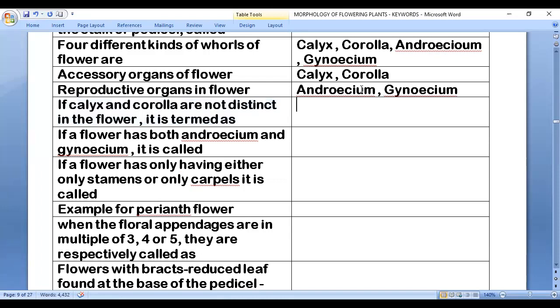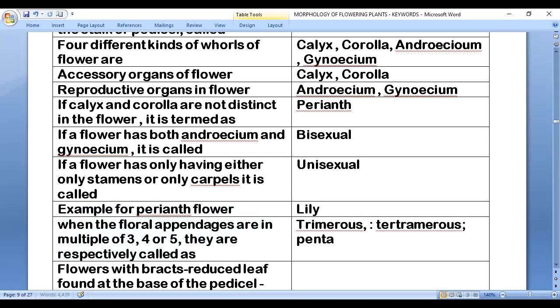If calyx and corolla are not distinct in the flower, it is termed perianth. If the flower has both androecium and gynoecium, it is called bisexual. If the flower has either only stamens or only carpels, it is called unisexual. Example for perianth flower: lily. When the floral appendages are in multiples of 3, 4, or 5, they are respectively called trimerous, tetramerous, or pentamerous.